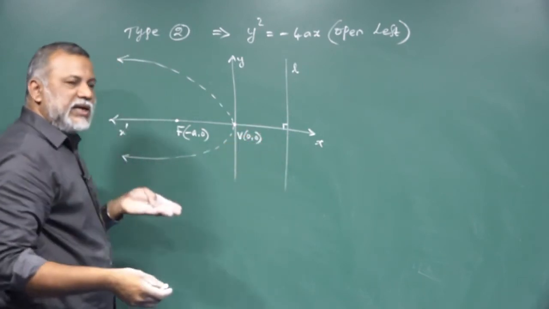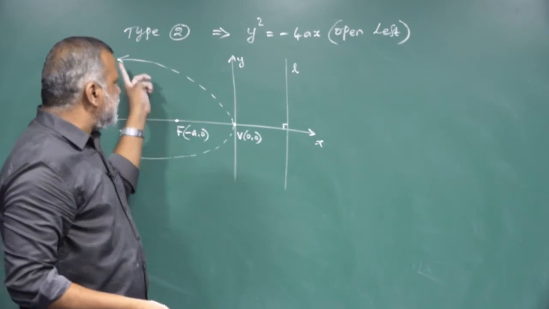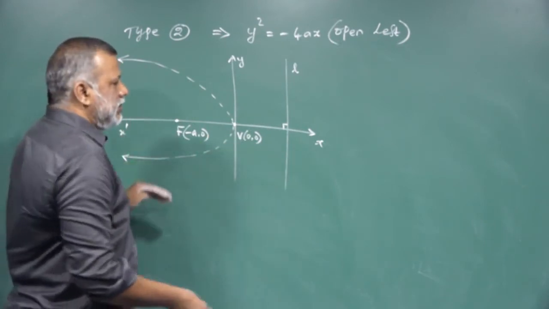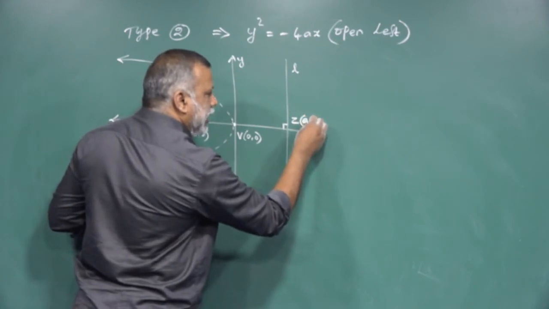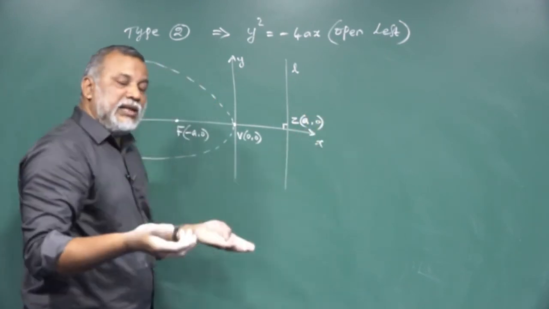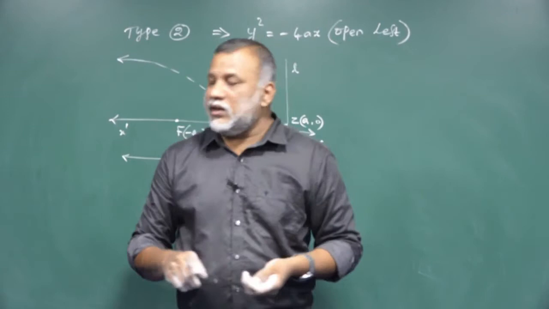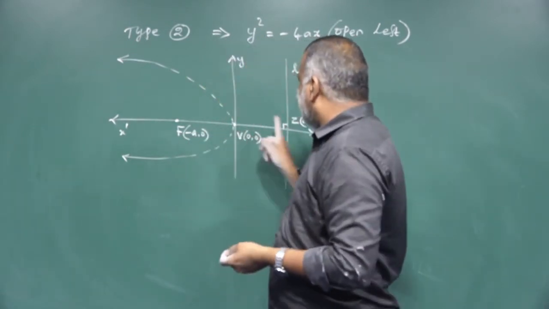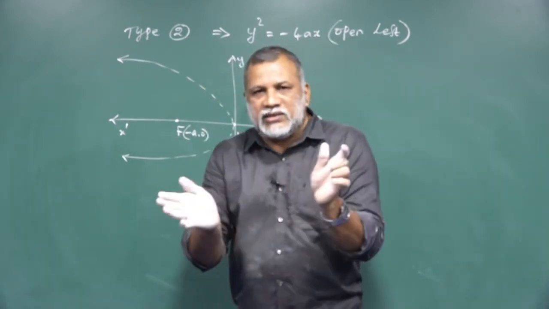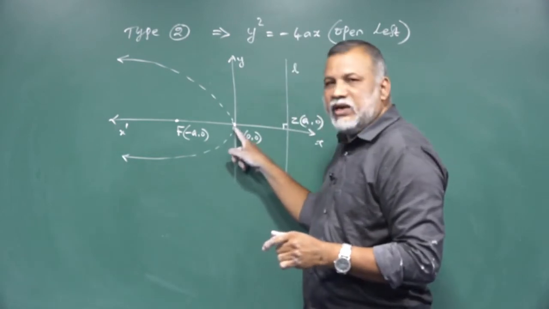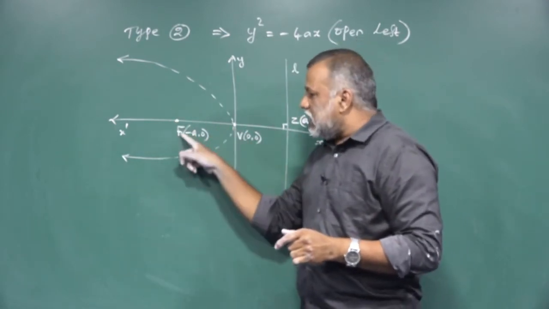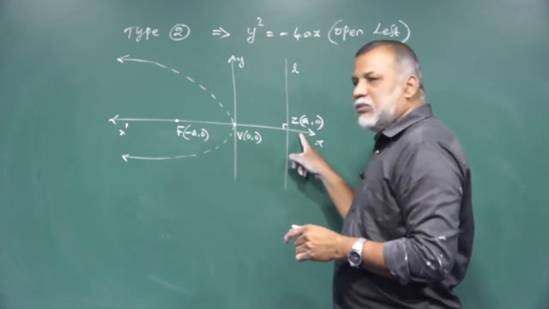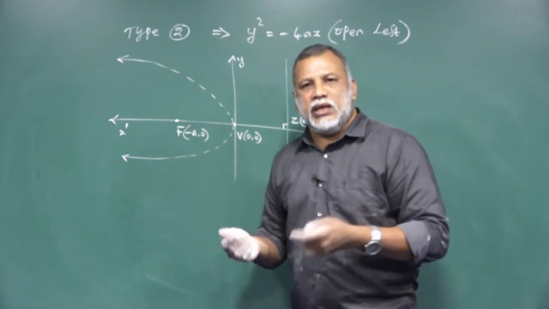What is the definition of vertex? Point of intersection of the parabola and the axis. Now this is the value of Z. The value is a comma 0. Initially in the standard equation I already explained: focus F and directrix are equidistant. That means from the vertex they are placed at equal distance. This is the vertex. See here minus a comma 0. See here a comma 0. Therefore it is placed at equal distance.